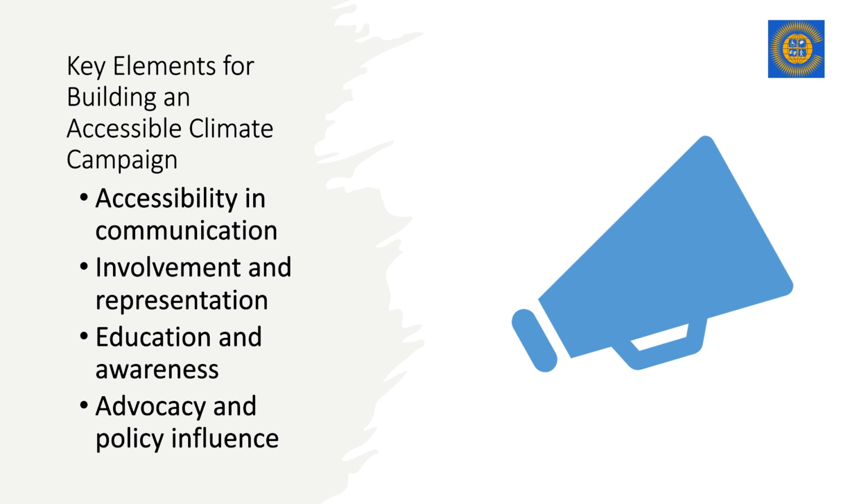Let's look at key elements for building an accessible campaign. In order to build an accessible campaign, there are several key elements we need to focus on. These include ensuring accessibility in communication, involving and representing young disabled people, providing education and raising awareness, and advocating for inclusive policies. Let's explore each of these elements in detail.